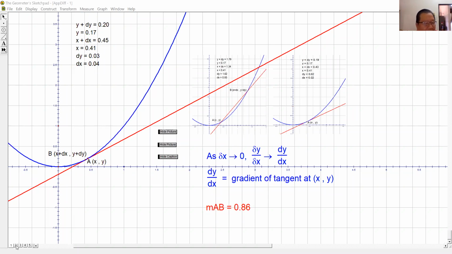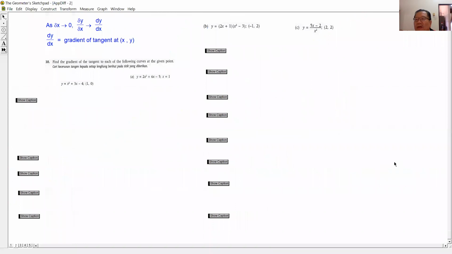Okay, right, next one. The next thing is how to apply this. dy dx is the gradient of the tangent at the point x, y. How to apply this? We know that dy dx is the gradient of the tangent, right? So we look at one example.